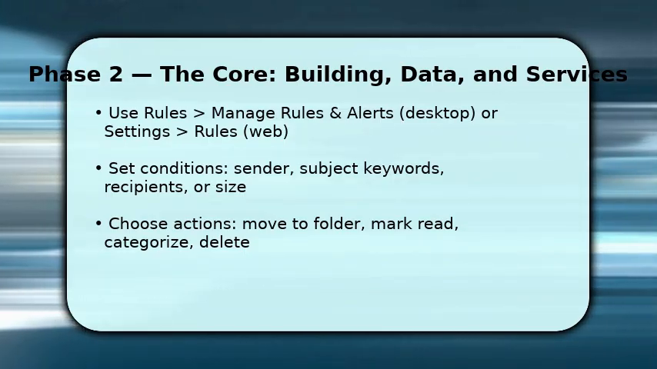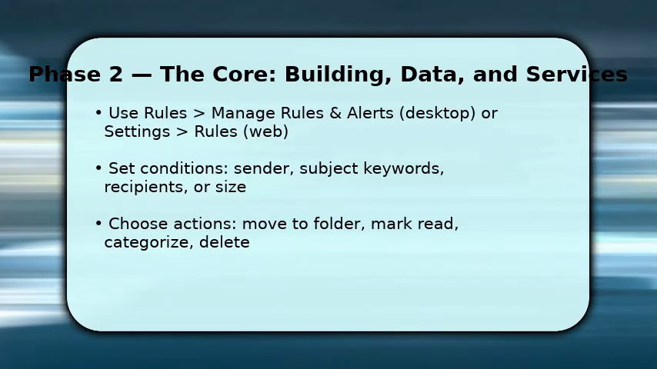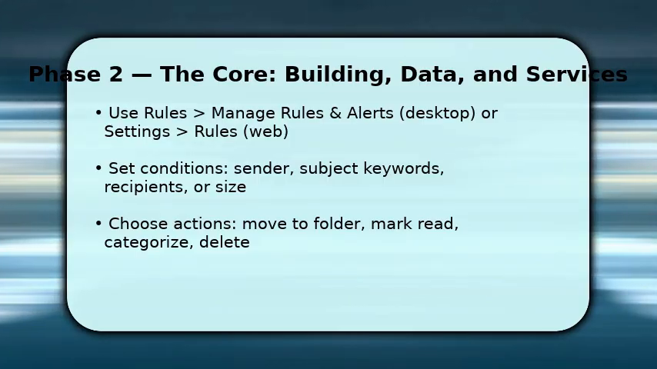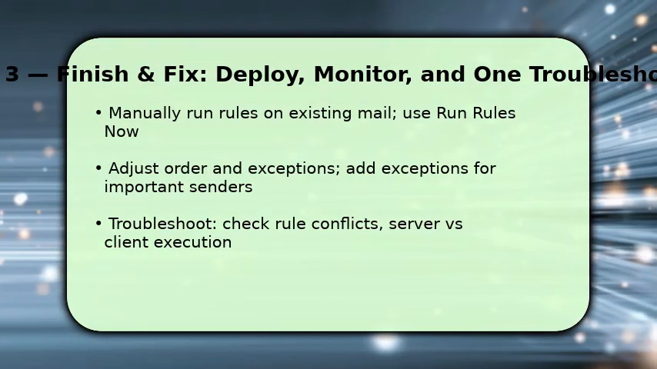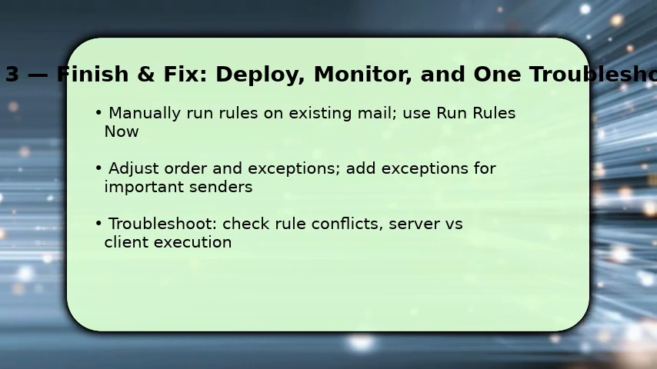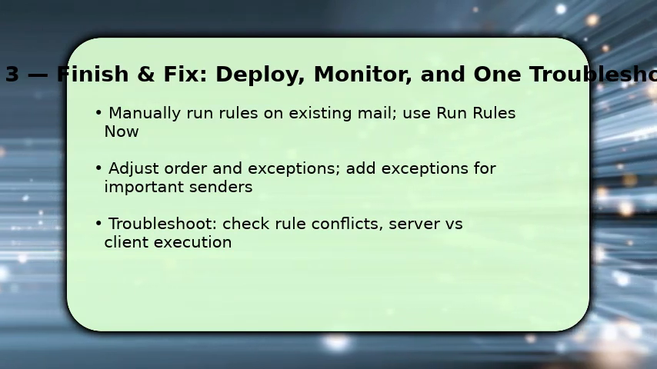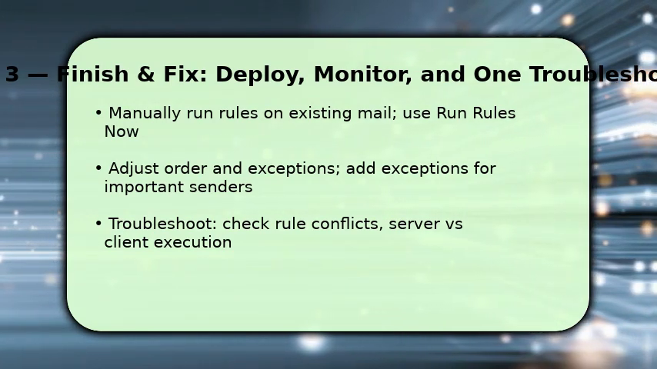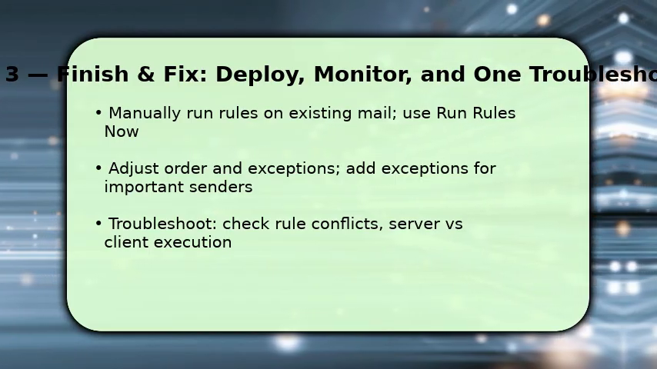Make sure to test each rule on a few recent messages. If rules overlap, order them thoughtfully. Finally, run your rules against existing messages using Run Rules Now to catch past mail. Once complete, refine by adding exceptions for VIPs and adjust rule order so specific rules precede general ones.